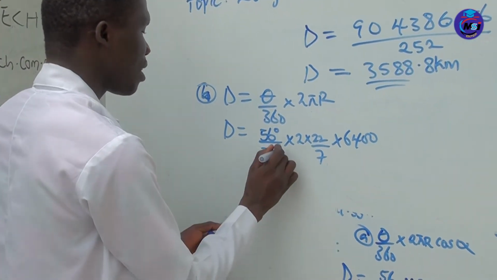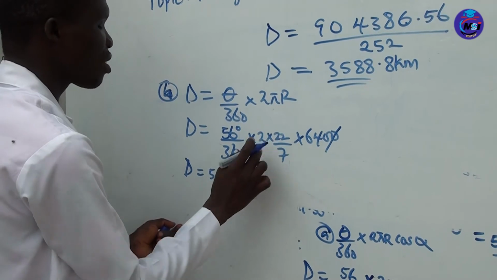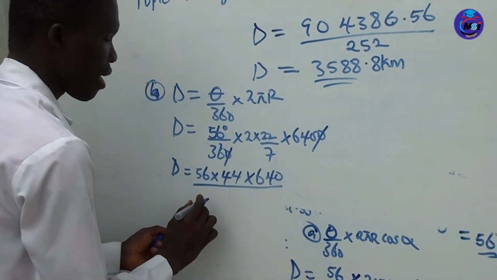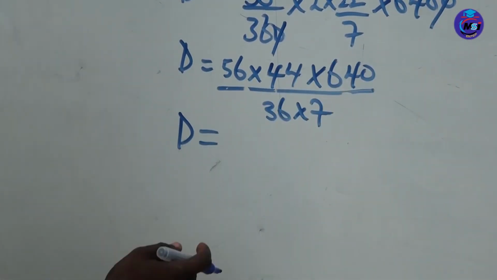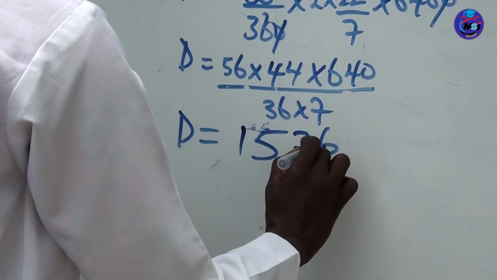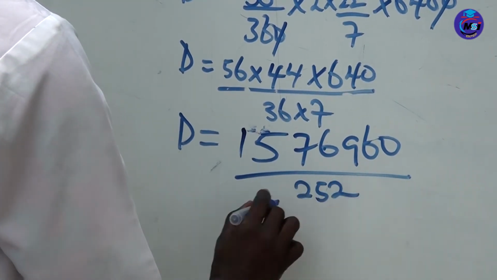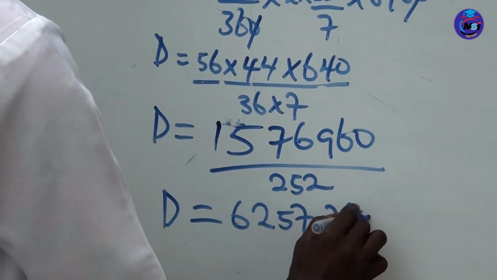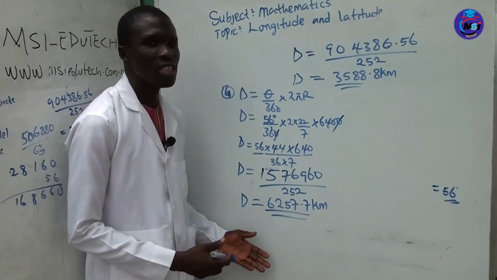So when we multiply, the 0 cancels. We are going to have D to be 56 times 2 times 22 will give us 44 times 640, divided by 36 times 7. If you multiply this, we are going to have 1,576,960. 36 times 7 will give us 252. If you divide this, we are going to have 6257.7 kilometers. So this will be the distance along the great circle.